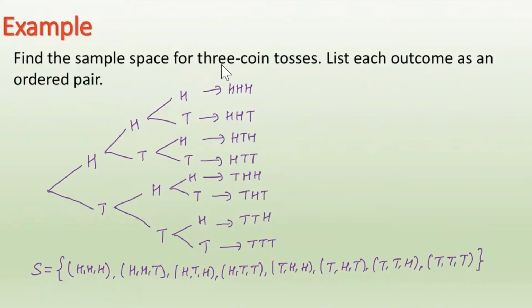So when you toss 3 coins, in each coin you have 2 possibilities. So when you do it 3 times, 2 times 2 times 2, that'll be equal to 8. So you can count here 1, 2, 3, 4, 5, 6, 7, 8 outcomes. That is your sample space.